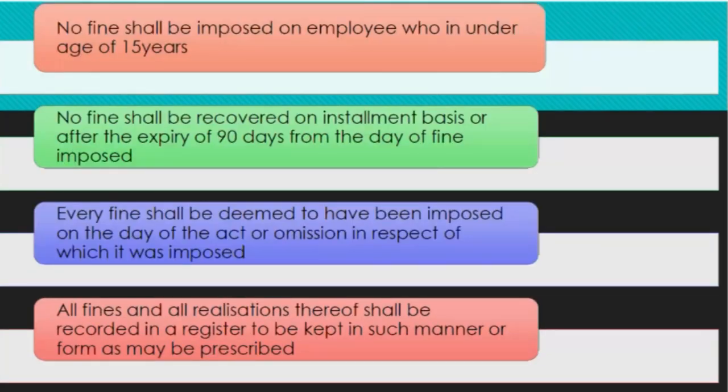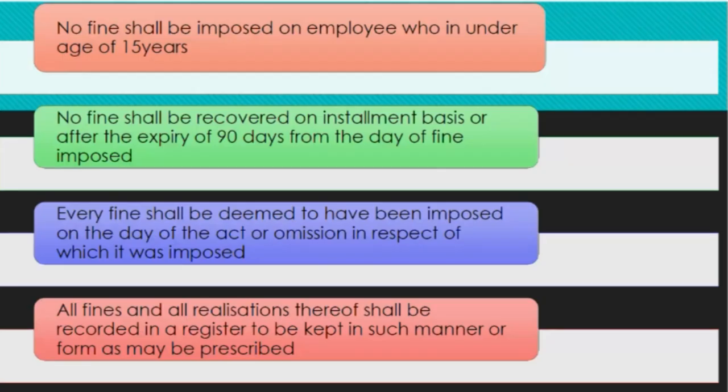You cannot impose a fine beyond 90 days or on installment basis. Every month I will deduct, say, a fine of 10,000 at 100 rupees a month, that you cannot do, because you will cross that 3% limit. So the fine is limited to 3% during a wage period. You cannot collect fine in installments. You have to collect the fine in one go. So your fine is limited to 3% only for one wage period, and there is no provision of collecting fine on installment basis.